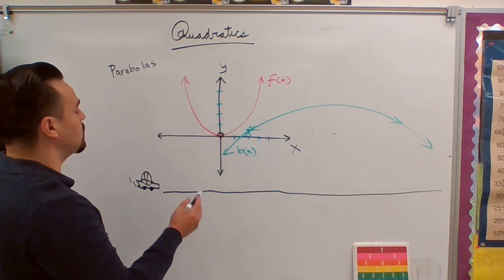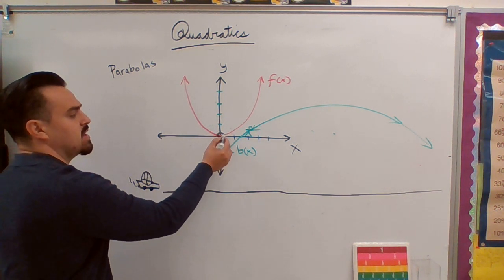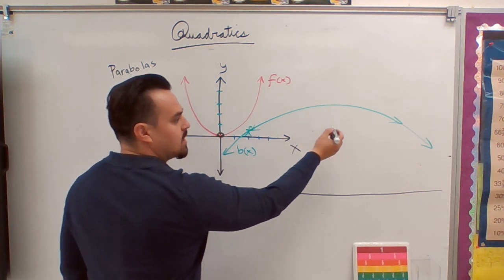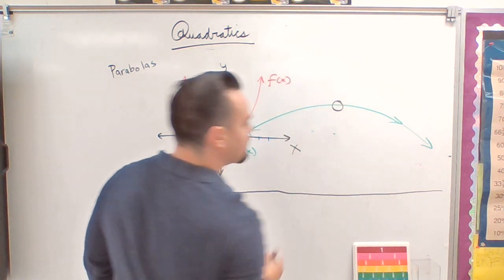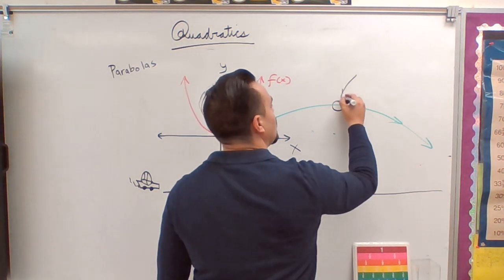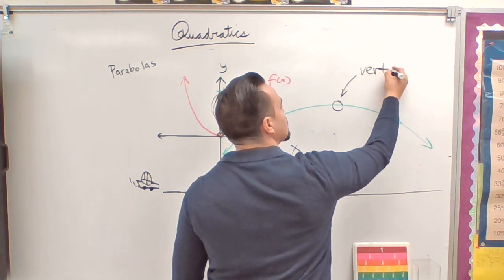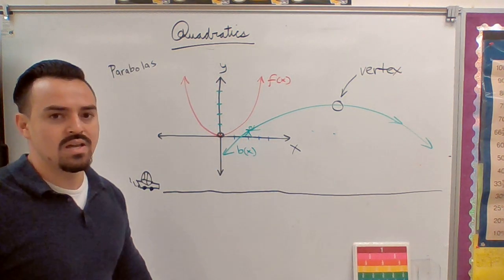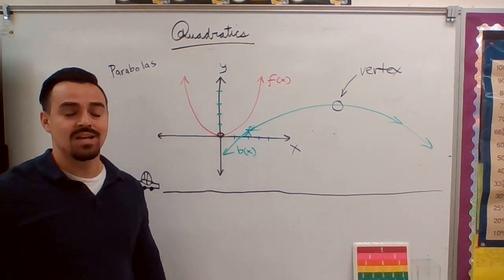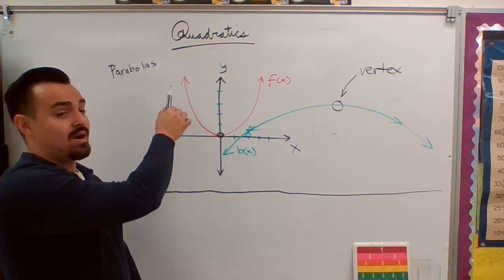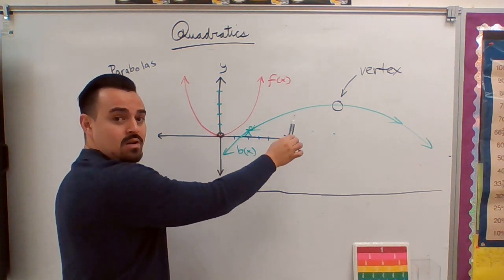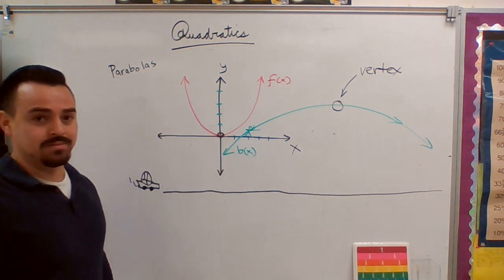We have our parabolas, and here we have this point where the parabola goes from decreasing to increasing. And right about there, we have the same point. And those points are called the vertices, or the vertex. The vertex of a parabola. It's the point that is highest or lowest in that quadratic relationship. It's the point where your quadratic relationship changes from decreasing to increasing or increasing to decreasing.